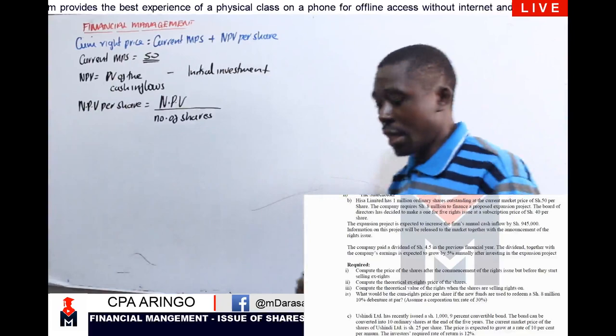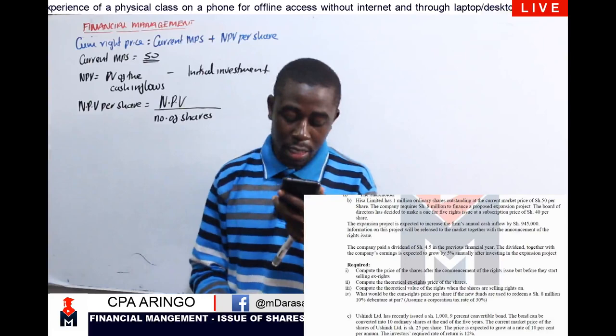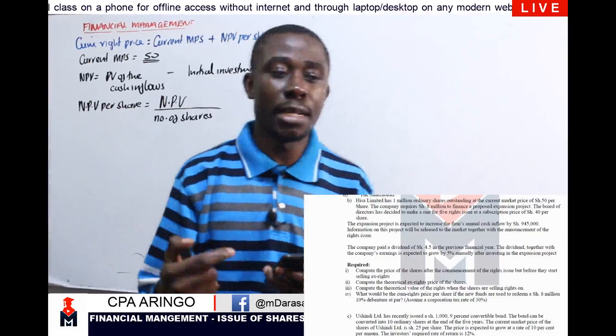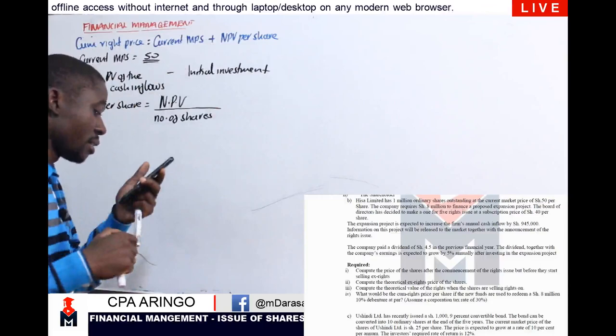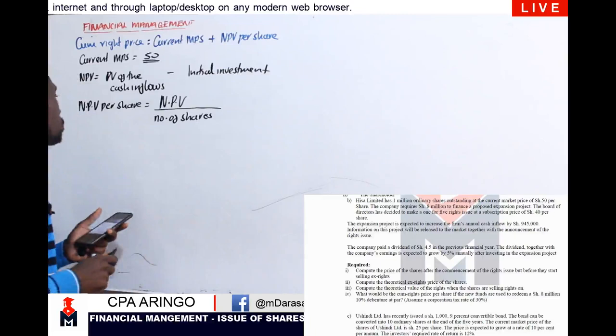Yes, we are told that this project will generate an annual cash flow, an increase in annual cash flow, of how much? 945,000. Whenever I've seen that, and in this case remember we weren't given any number of years, that should take us to this other concept of determining the present value.